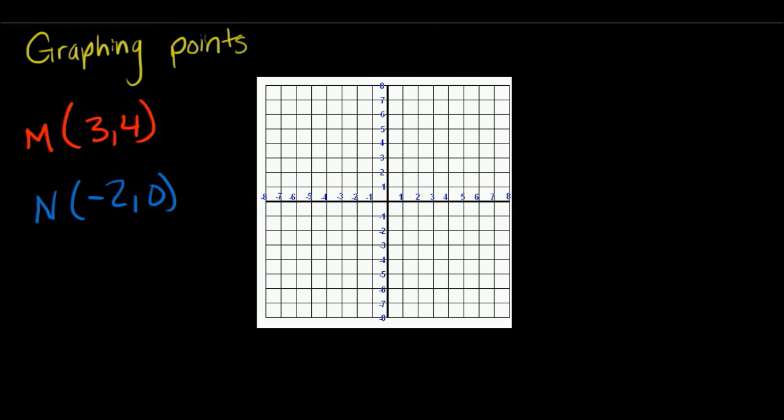Here we're going to look at graphing points on a coordinate plane. The first point we have is M at 3, 4. So you want to start at the origin, go 3 units to the right, and then 4 units up. This is going to be point M.